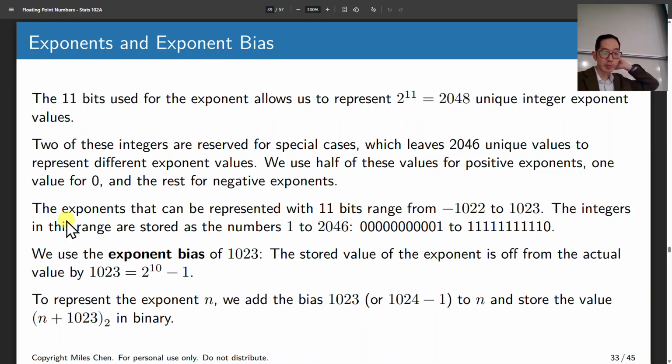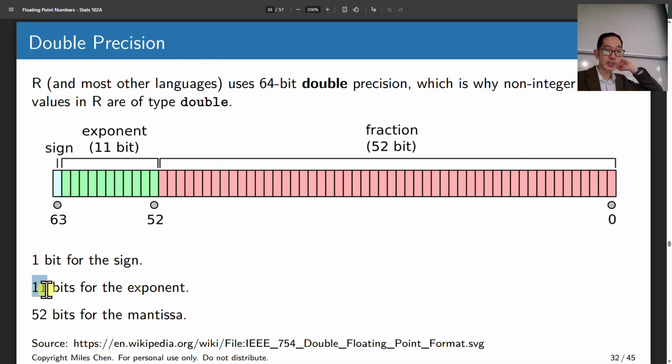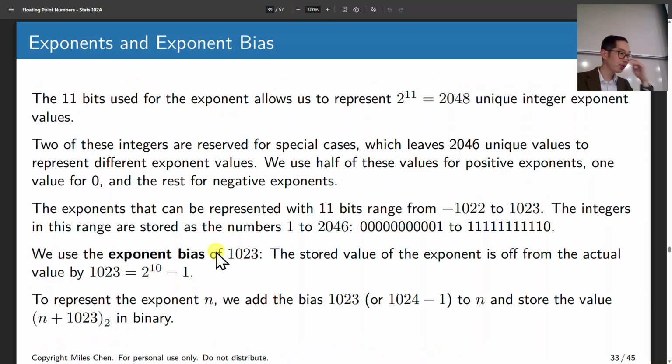Okay, let's talk about the exponent. We have 11 bits for the exponent. 2 to the 11 is 2048. So that's how many unique values we can have in the exponent. The IEEE 754 standard says we are going to reserve all zeros and all ones for special cases. So that leaves us with 2046 values.